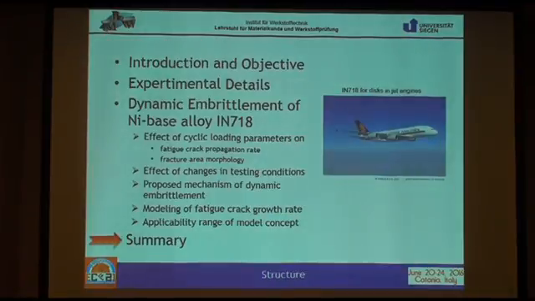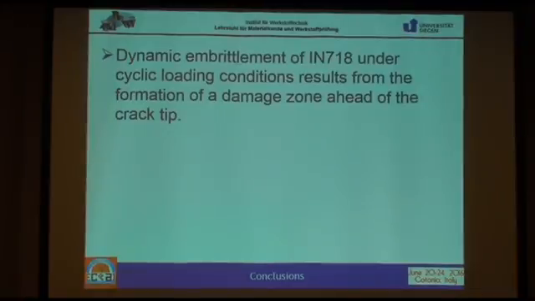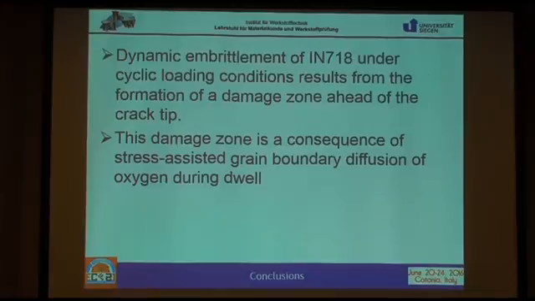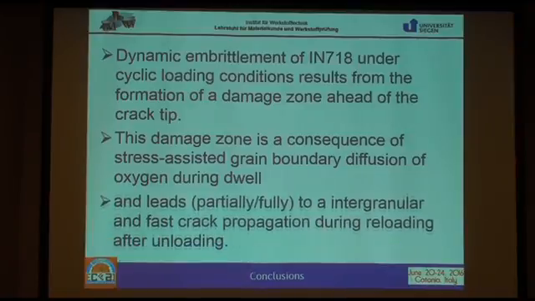So this brings me to the conclusion of my talk. Very simply, dynamic embrittlement of this material IN718 under cyclic loading conditions results from the formation of a damage zone ahead of the crack. This is our interpretation. The damage zone is a consequence of a stress-assisted grain boundary diffusion of oxygen during dwell and leads to an intergranular and fast crack propagation, at least partially or fully, and therefore the crack propagates during the cyclic part of the dwell time test, that means during reloading and unloading.